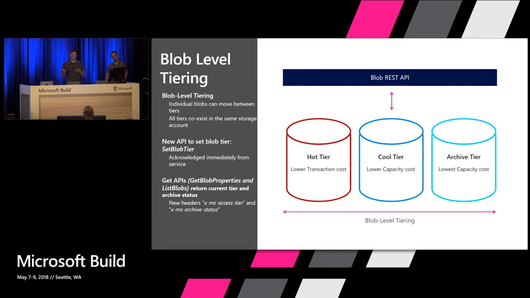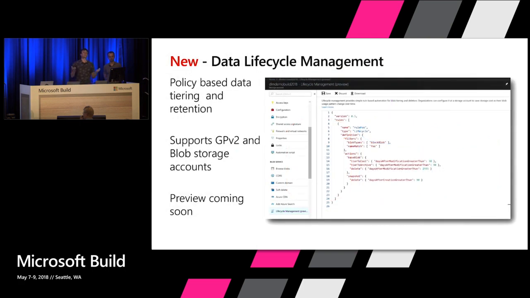We also introduced at that time, in December, a blob level tiering API. This is called set blob tier. Individual blobs can move between different tiers all within the same storage account. So one storage account can have hot, cool, and archive data. Of course, since December, you've been able to do this manually. But now, we are introducing data lifecycle management to automate this process. This is policy-based data tiering and retention, with support for blob storage and GPv2 accounts, and preview is coming soon.